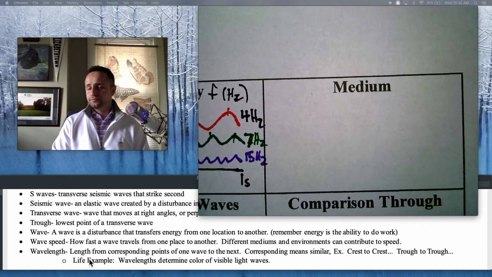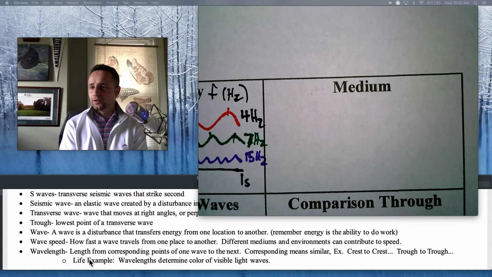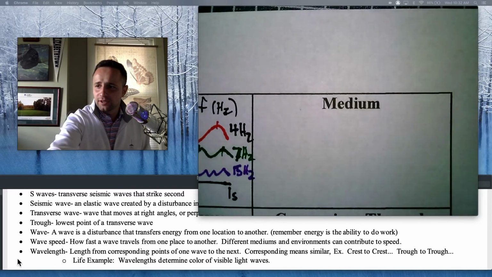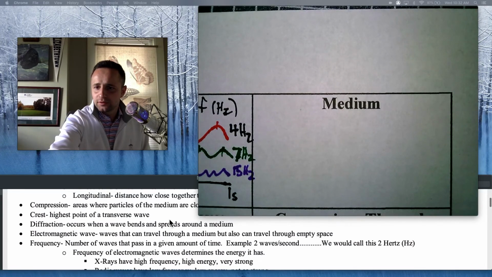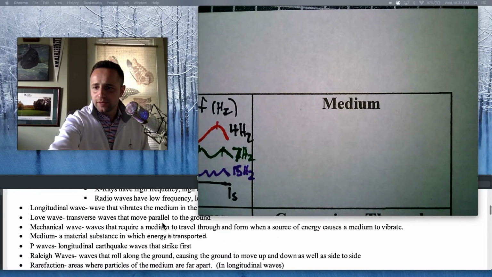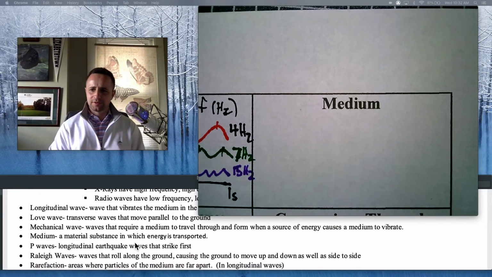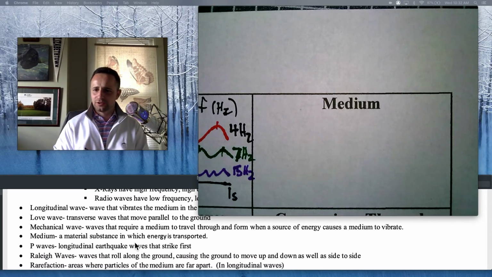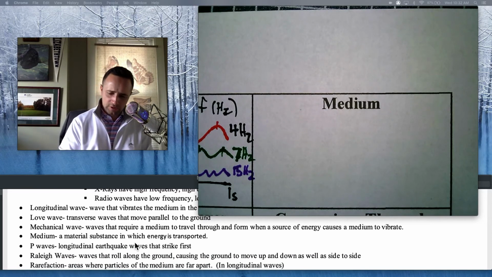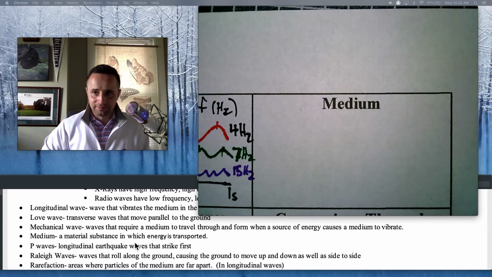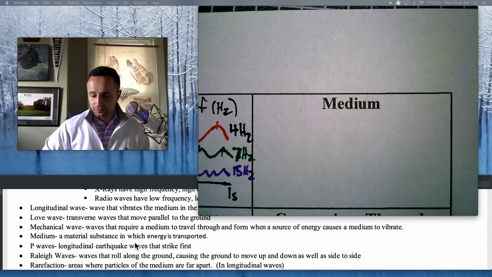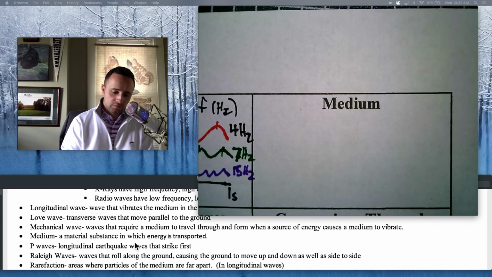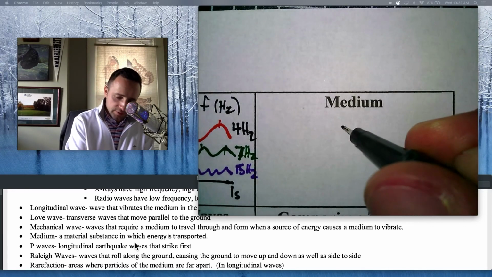Finally, a medium. Waves travel differently through different mediums. So let's figure out what mediums are. If we scroll to M, medium: a material substance in which energy is transported. Okay, so it's anything. And what can anything be made of? Well, we have choices. And those choices include solid, liquid, and gas.